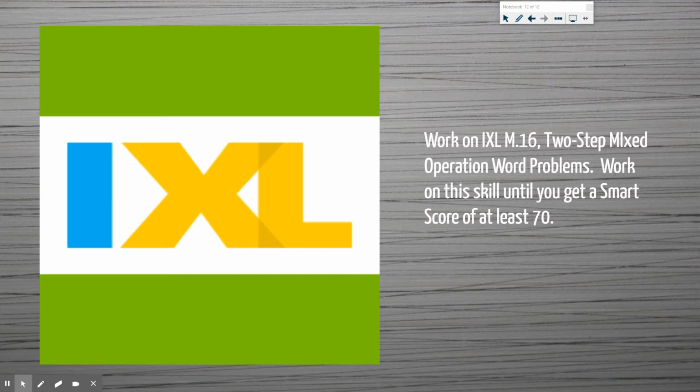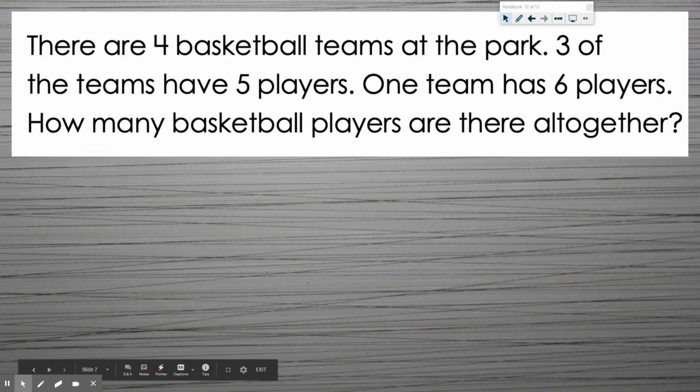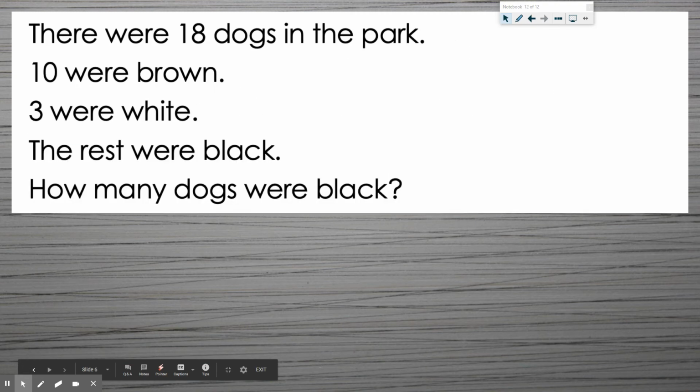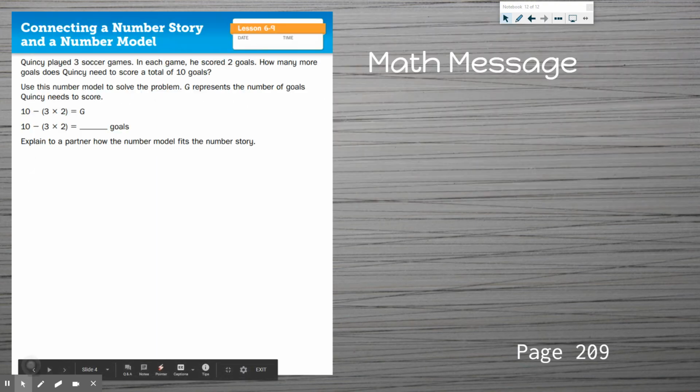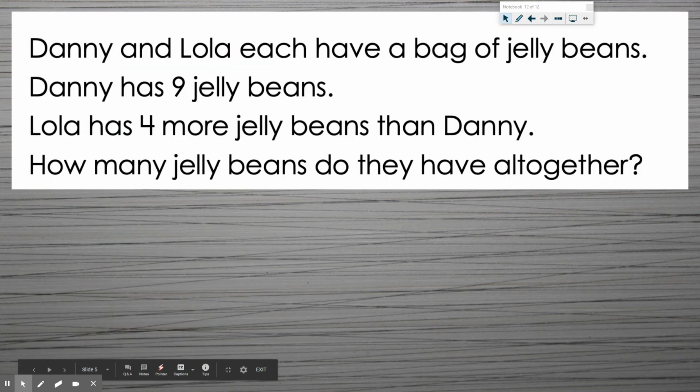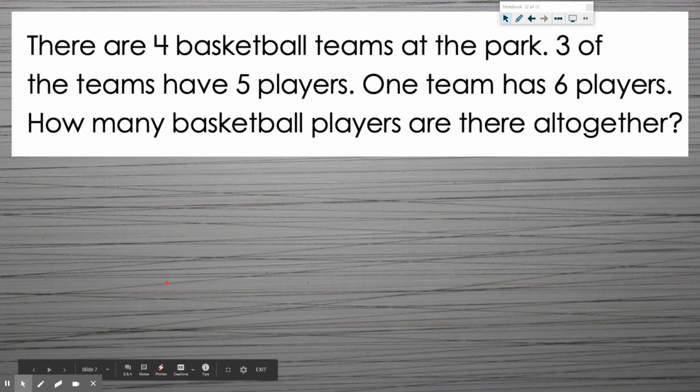All right, so you're going to continue working on these different types of number story problems, and these are the 2-step ones. So you're going to need to go to IXL M16. I want you to work on this until you get 70%, just so that you can get some more practice with it.